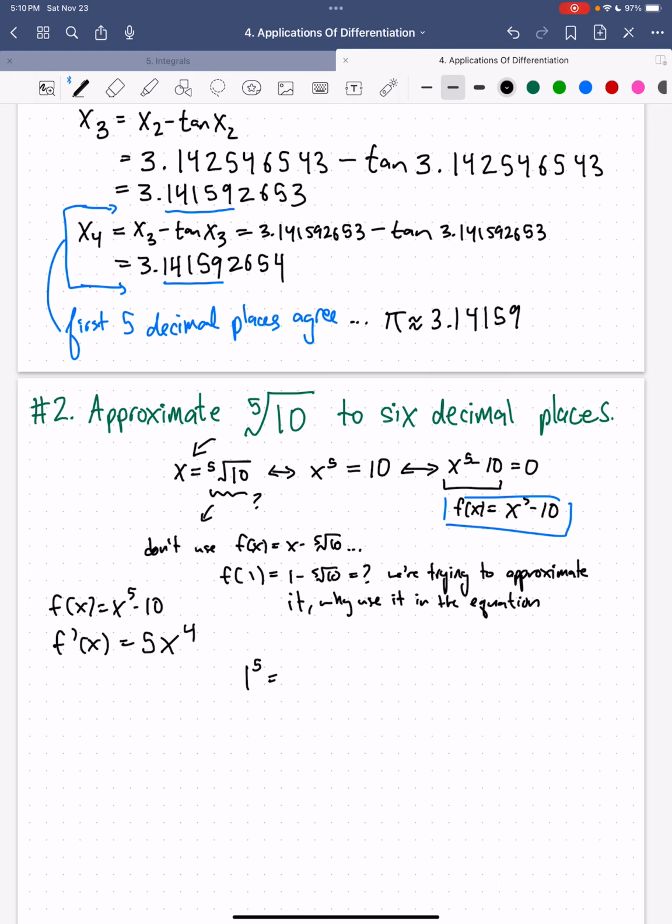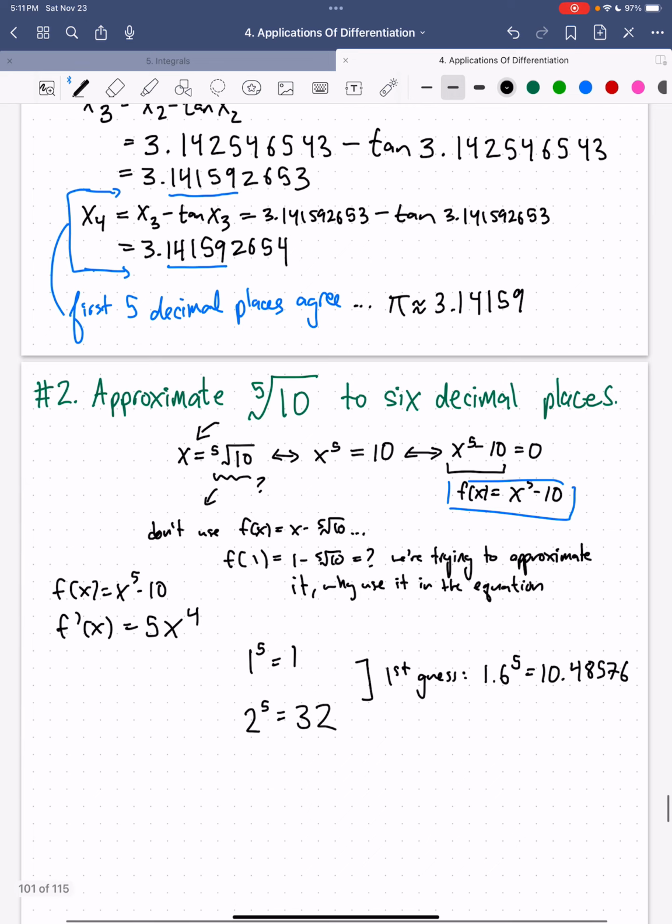So 1 to the 5 is, of course, 1. 2 to the 5, if you want to multiply that out, is 32. So for our first guess, we want to choose something between 1 and 2, because when you take the fifth power, we want to actually get 10. You could try 1.5, but just to save some time, we're going to use the fact that 1.6 to the power of 5 is equal to 10.48576.